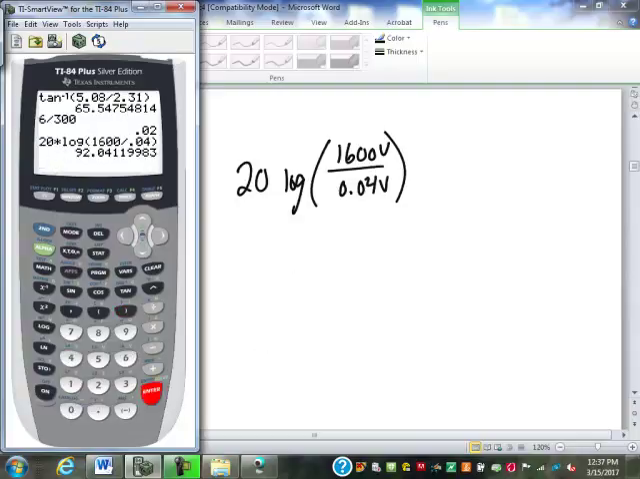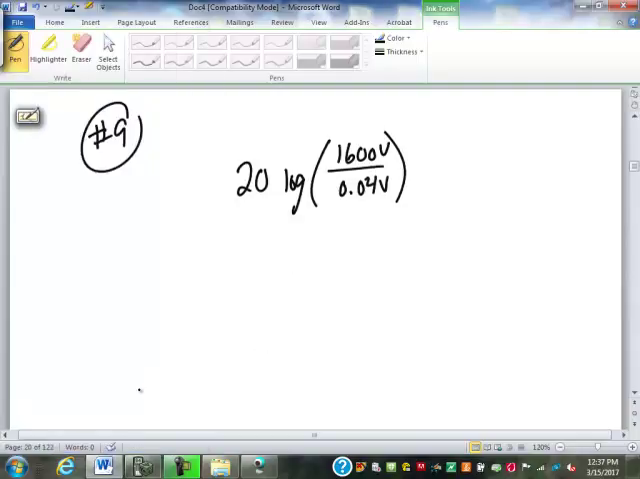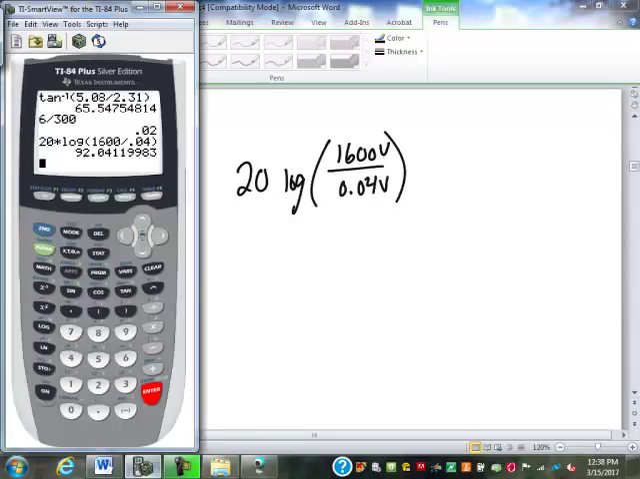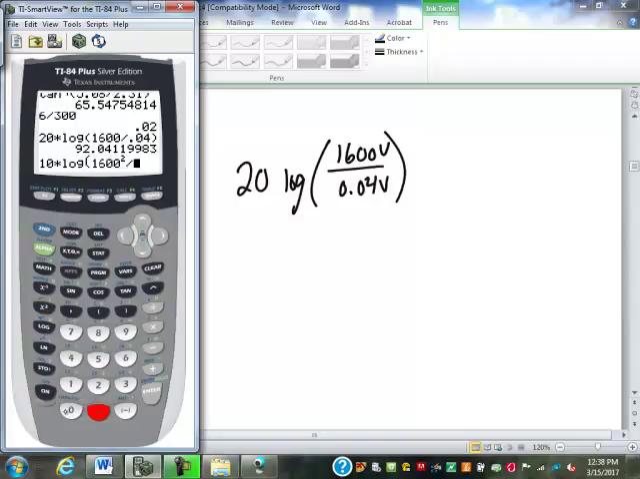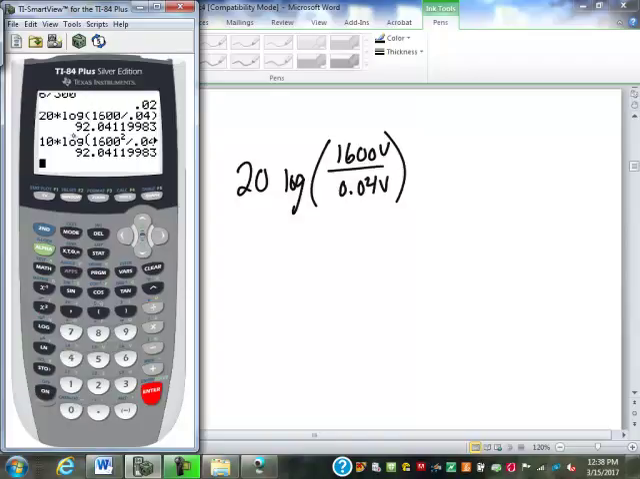Would it make a difference if I squared them all? Yes, that would make a difference. If you did 10 times the log, would that explain 1600 squared divided by 0.04 squared? It should come out exactly the same. You see, I get the exact same result. Did you square those two by themselves and then round the answer to that squaring?